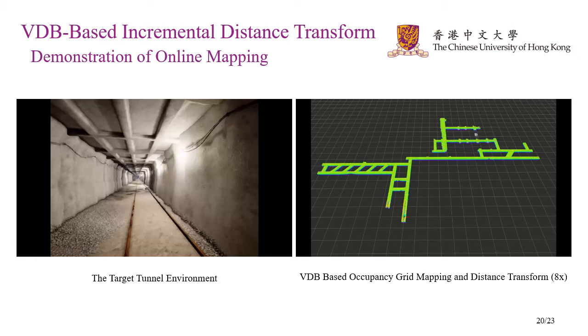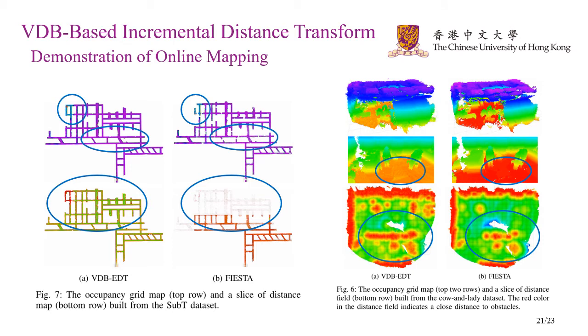We can see that our proposed framework maintains a very high mapping efficiency, which is not affected by the mapping scale. Here is a comparison between our proposed method and the state-of-the-art voxel hashing-based FIESTA method. We can see that the mapping quality of our proposed method is much better than FIESTA. Since the proposed efficient EDT algorithm and data structure can process more sensor measurements, the map is more complete and can better represent the real environment.